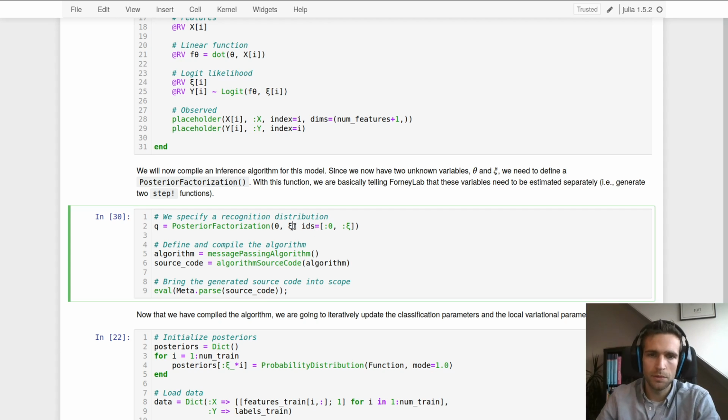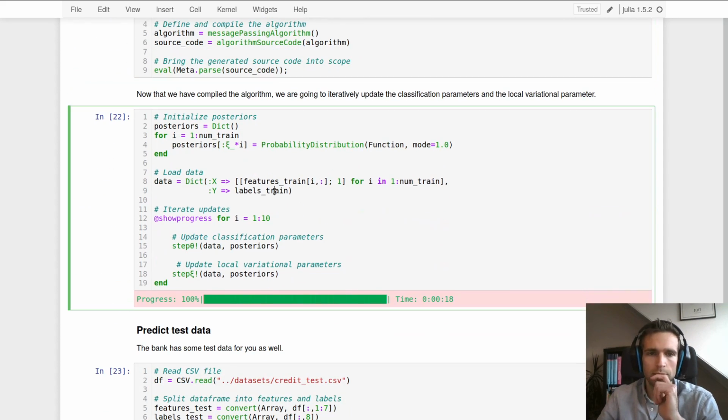We don't have to re-specify these parameters to the message passing algorithm. The message passing algorithm always takes the currently defined posterior factorization as input argument. Outside of that, it's still the same syntax.